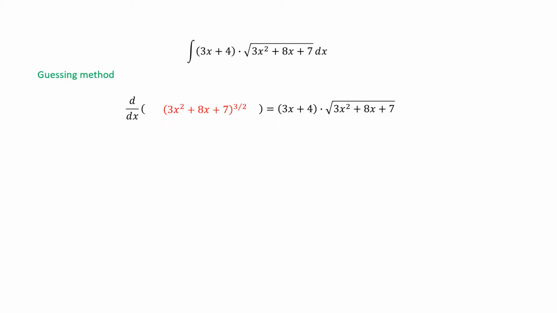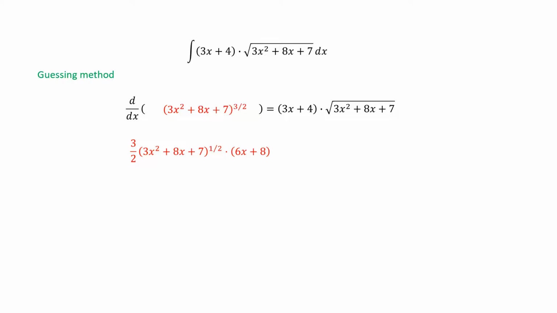One thing that crossed my mind is that I could have this 3x squared plus 8x plus 7 raised to the 3/2 power. After all, the radical is the 1/2 power, and when we take a derivative, the exponent decreases by 1, so it makes sense to think that we might have something like this. Now remember, this is just a guess. There's no science to this or procedure. But let's take the derivative of our guess here in red and see if it works out.